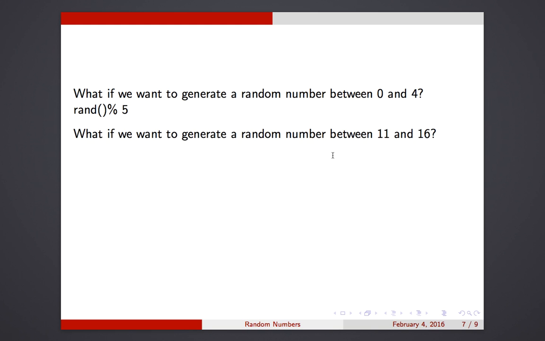And then if you want to generate a random number between 12 and 16, that's 5 numbers in a row, right? 12, 13, 14, 15, 16. Oops, miscount. Sorry, that should say 12. That's my fault. It should say 12 right here, okay? Between 12 and 16, 12, 13, 14, 15, 16. What you would do is up things by 12.